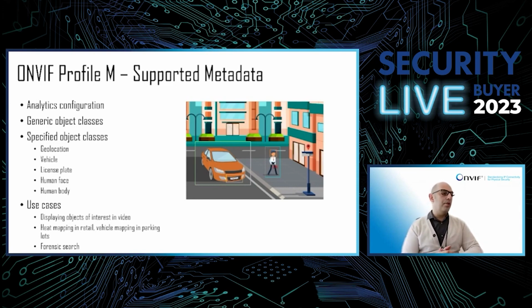Use cases that could be built on top of those specifications are basically displaying objects of interest in video, such as bounding boxes, as you see on the slide. It can also be used to present a heat map, for instance, for retail, or map the vehicles on the parking lots. And since we provide the information about the object, we can also use that for forensic search to find a video of interest among the huge amount of video being saved in a video management system.